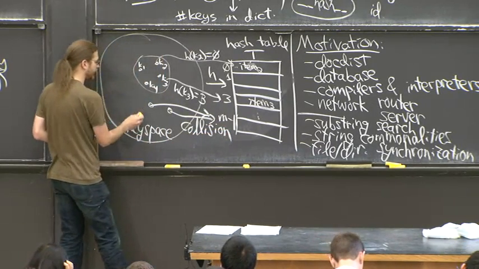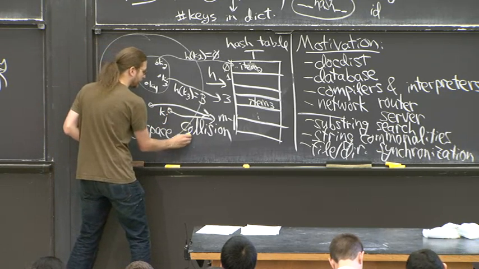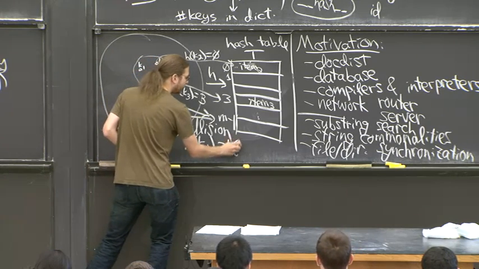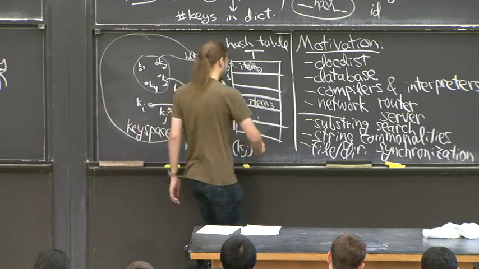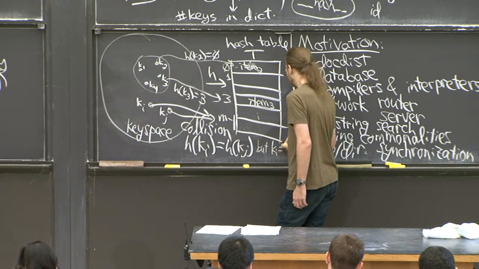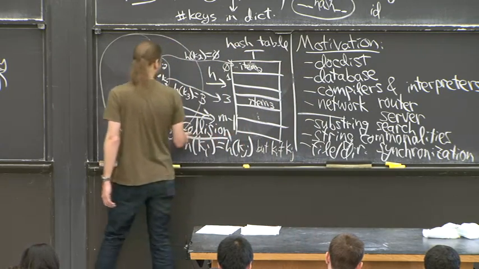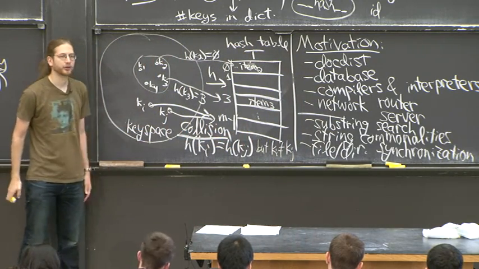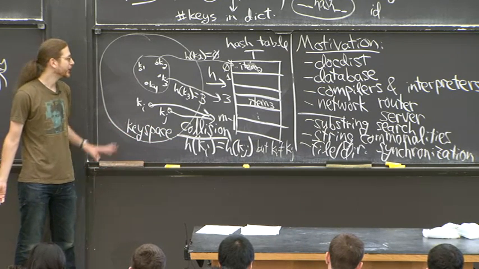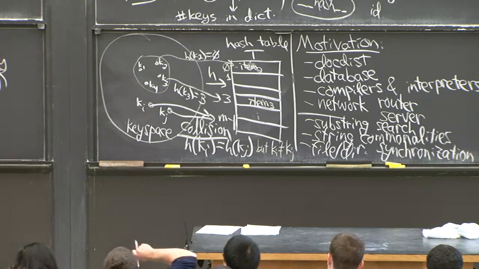Let's call these Ki, Kj. If h of Ki equals h of Kj, but the keys are different, so Ki does not equal Kj, yet their hash values are the same, we call that a collision. And that's guaranteed to happen a lot. Yet somehow we can still make this work. That's the magic.